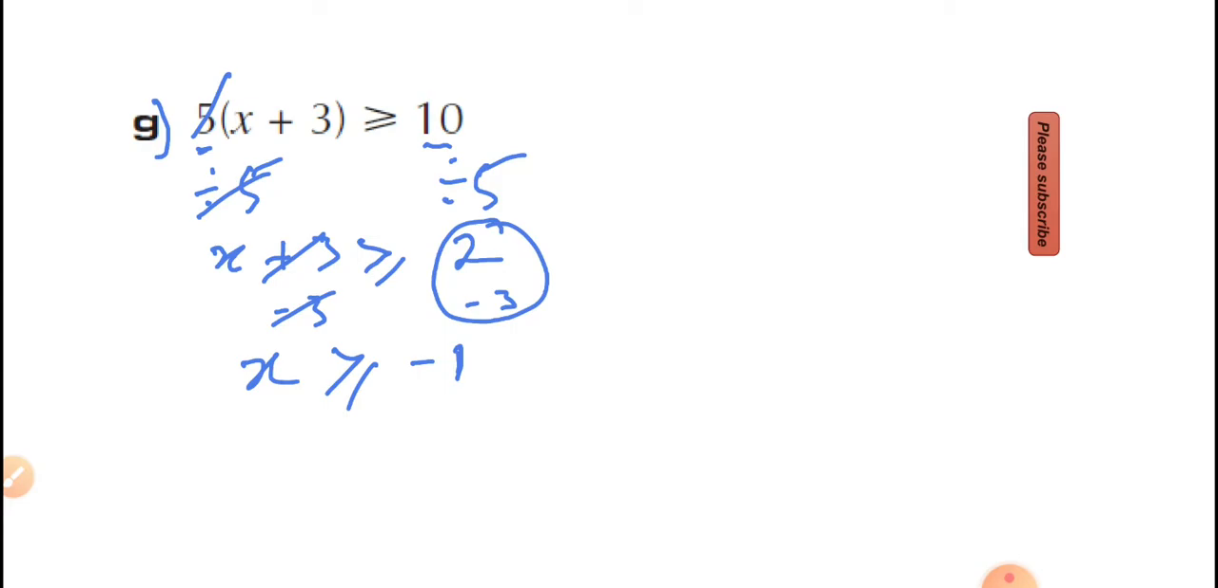If they additionally ask the question, what is the smallest whole number that x could be, or what's the smallest integer that x could be, the answer would be x could be equal to minus 1. But the answer to our question here is this: x is greater than or equal to minus 1.